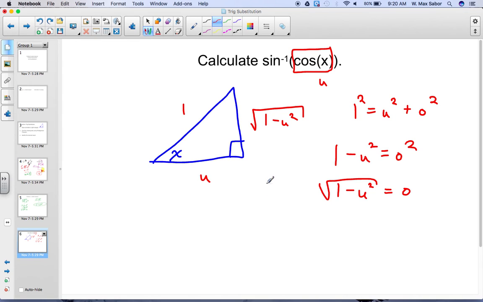Now we're looking for sine. So it's going to be this square root of 1 minus u squared. Well, that's the same thing as, well, u was our definition of cosine, so we can say that this is the square root of 1 minus cosine squared of x.